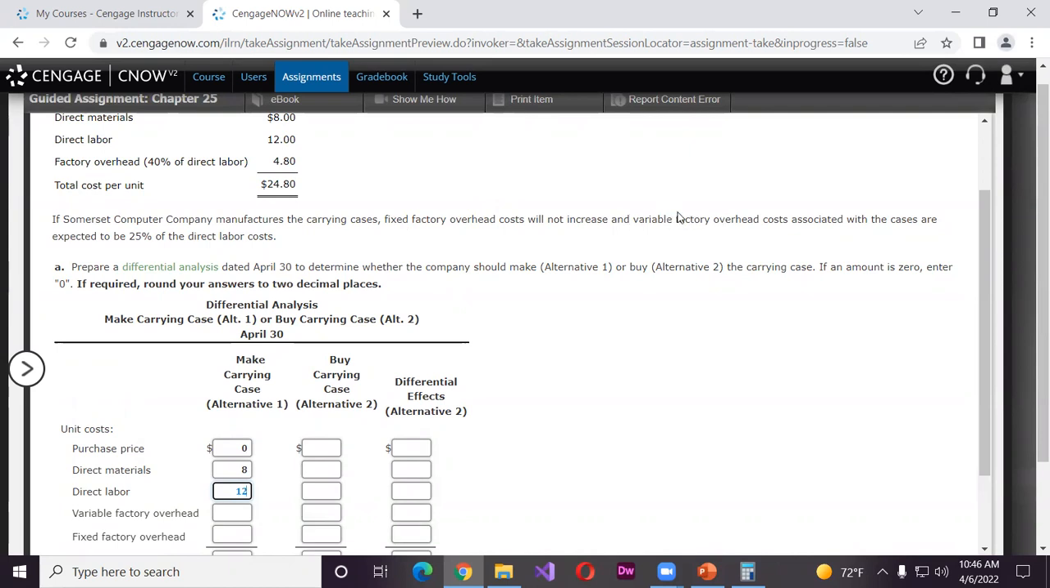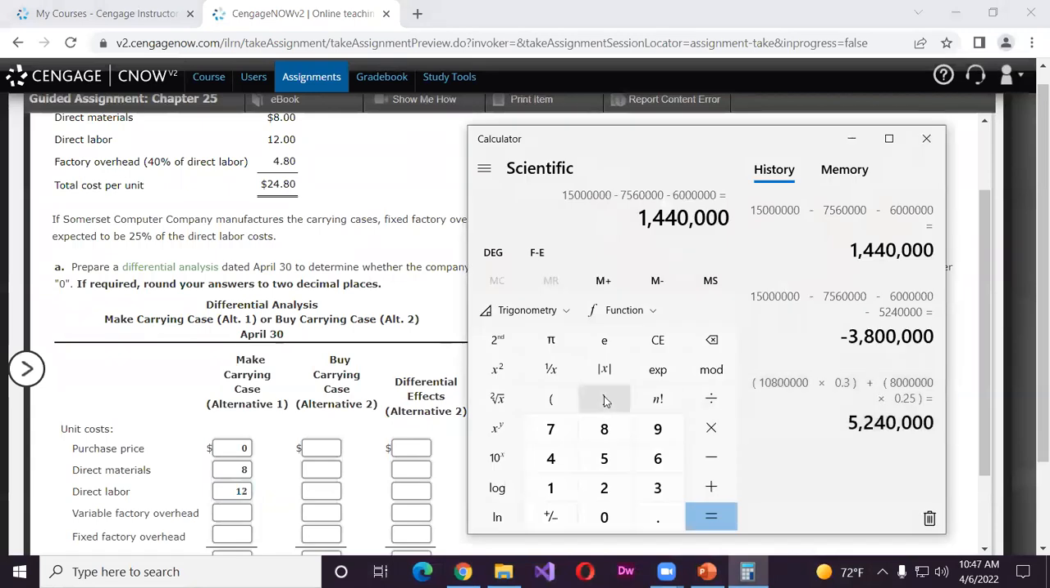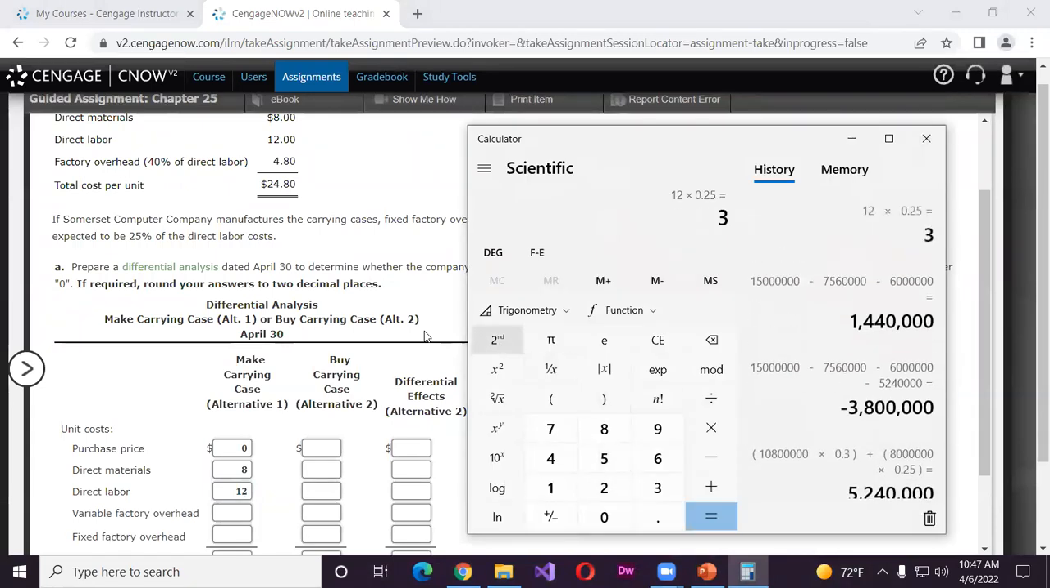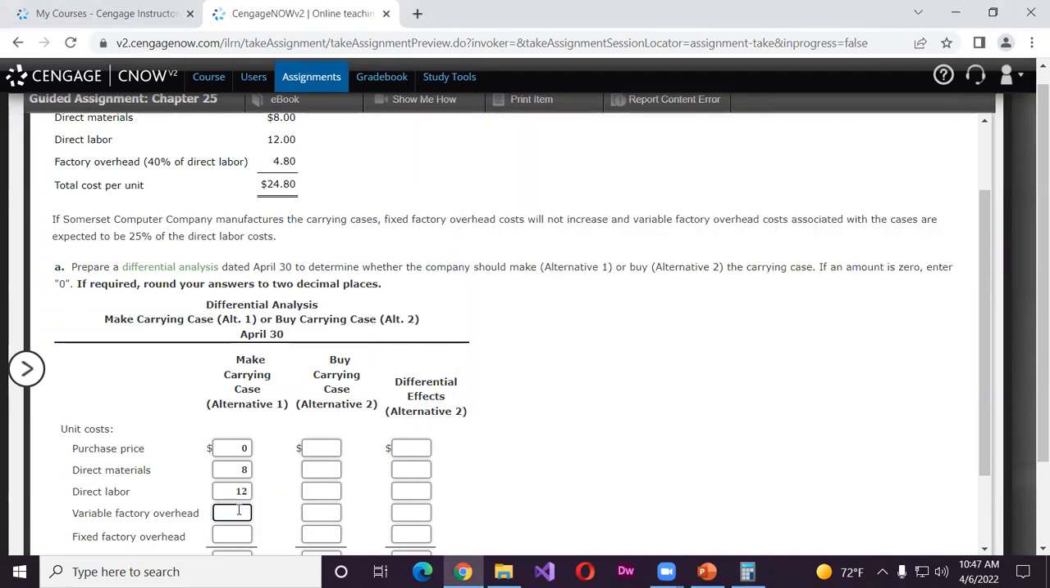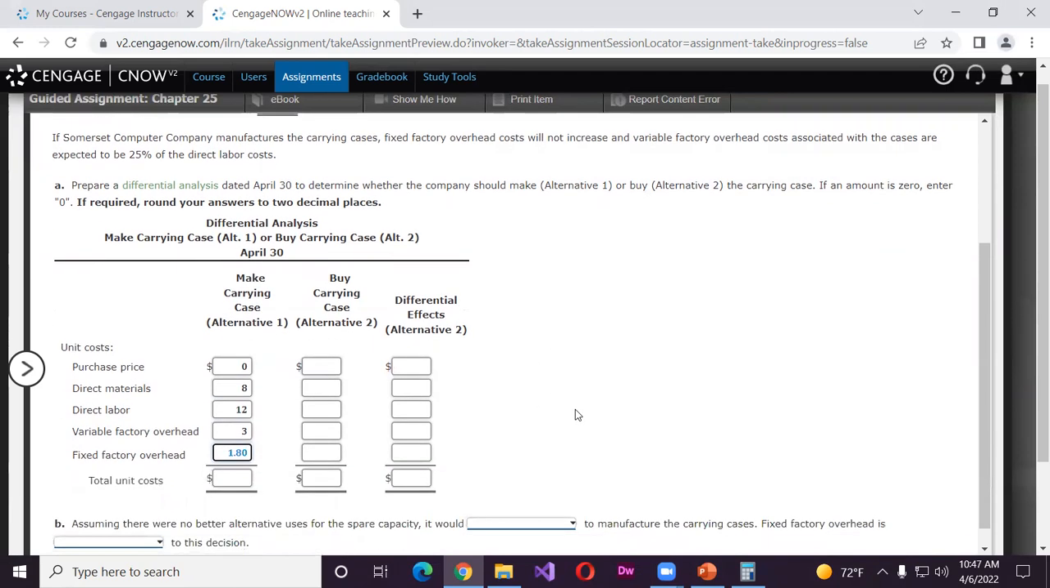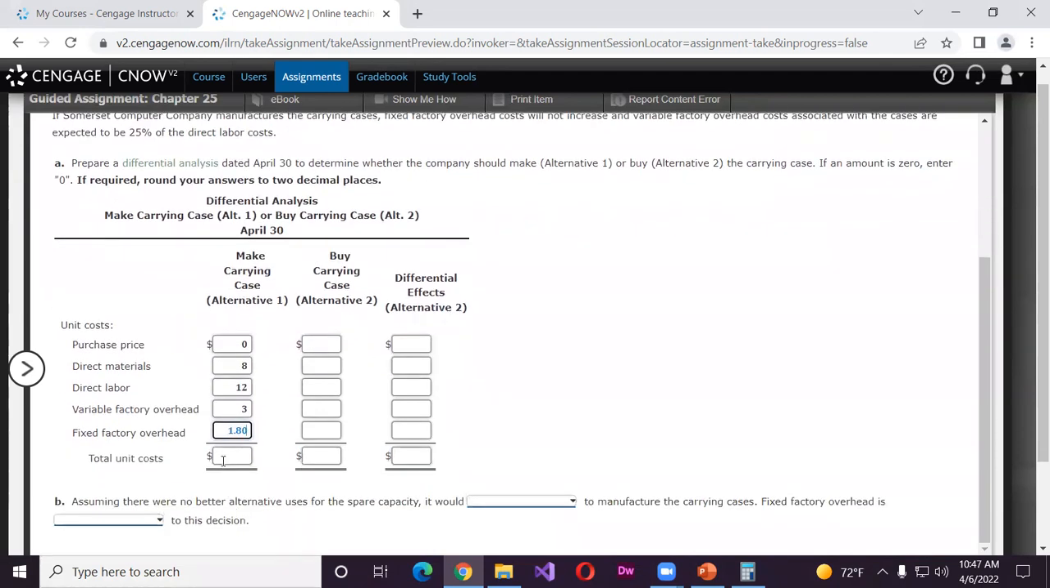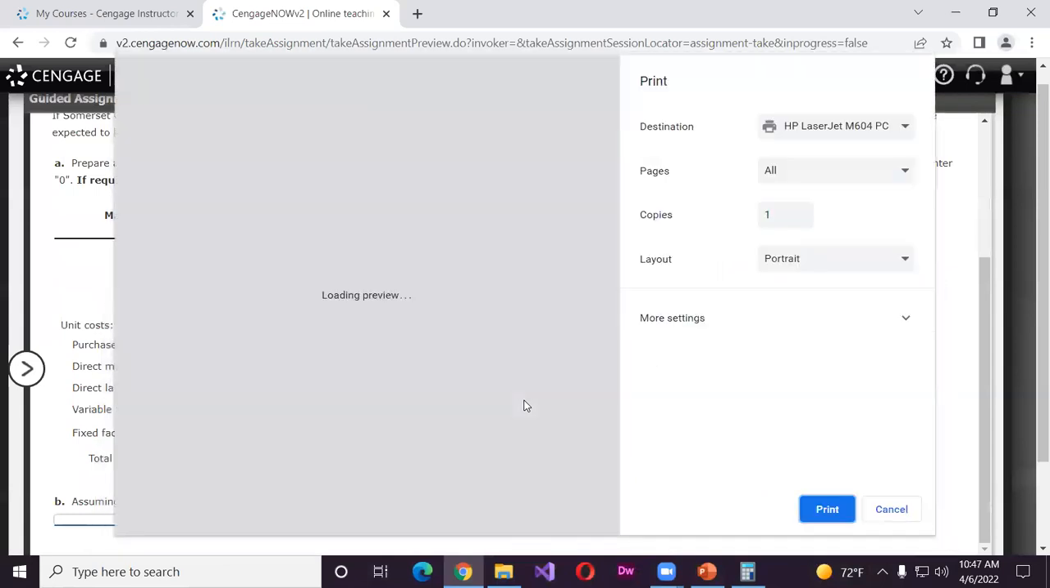All right, so our variable factory overhead is 25% of direct labor costs. So if our direct labor cost is $12 times 0.25, that's $3. So our variable is $3, and then our fixed, if our total factory overhead is $4.80 and $3 of it is variable, then the other $1.80 is our fixed factory overhead. So that gives us our total cost to produce these of $24.80.